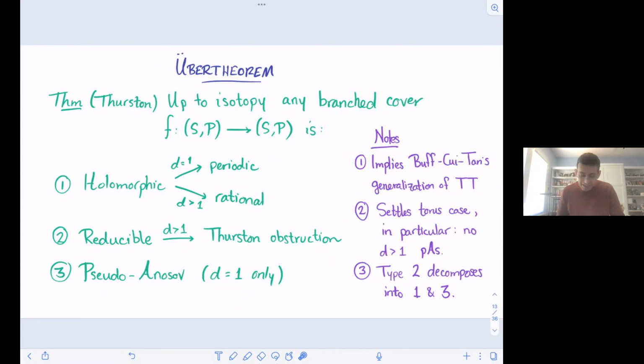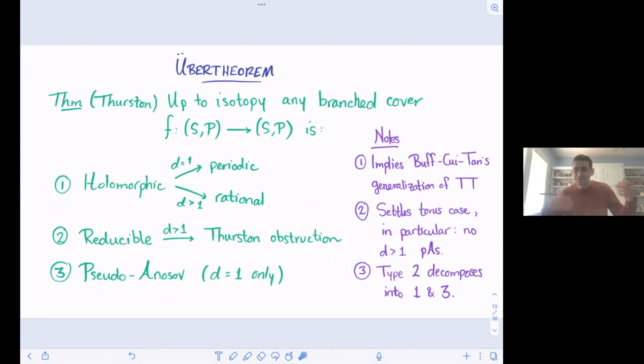As far as I know, it wasn't known whether you could have something pseudo-Anosov-like of degree bigger than 1 on the torus. And this is saying that can't happen. And even better, and I haven't seen this point of view before, when you have a Thurston obstruction, you break up into pieces, and the pieces are holomorphic maps of higher degree and homeomorphisms.